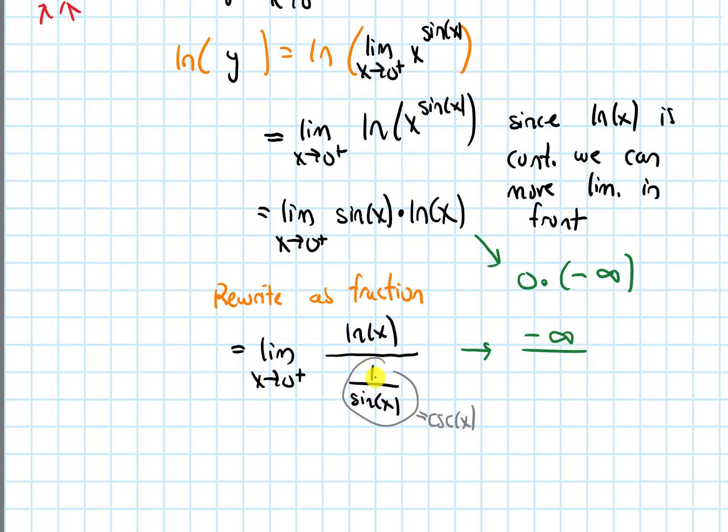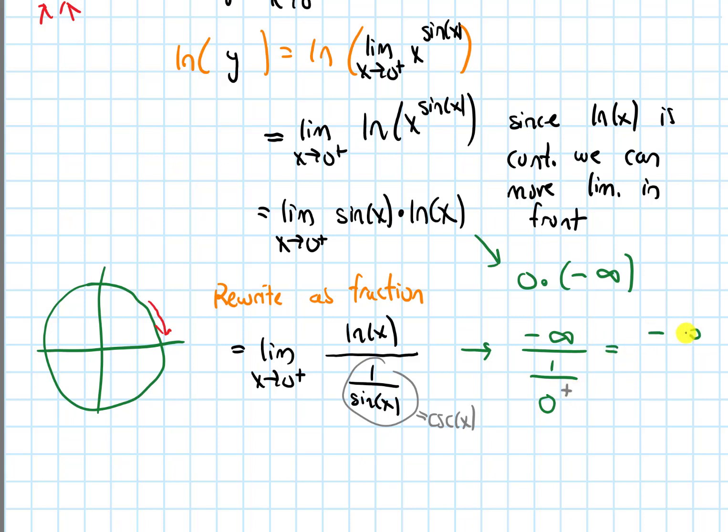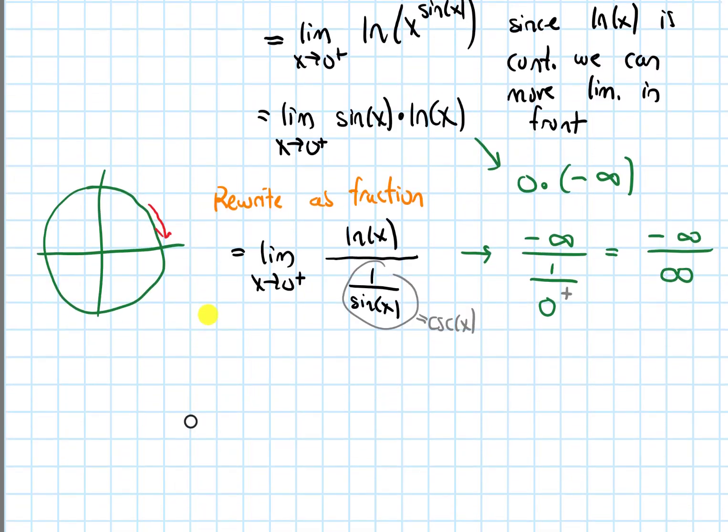And the bottom, 1 over sine x, that's going to be 1 over, and the sine is getting close to 0. But because x is approaching 0 from the right, that means my angle is a little bit bigger than 0. In the unit circle, we'd be somewhere over here, getting really, really close to 0, but a little bit bigger than it. And on that side, sine is going to be a little positive, a little bit bigger than 0. So I'll put a little plus sign here. So this whole thing equals negative infinity over positive infinity. This is now something I can do L'Hopital's on.